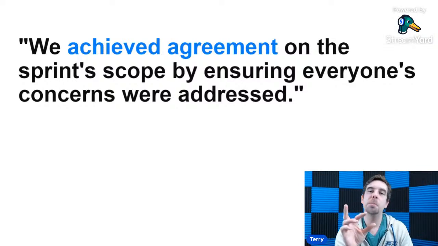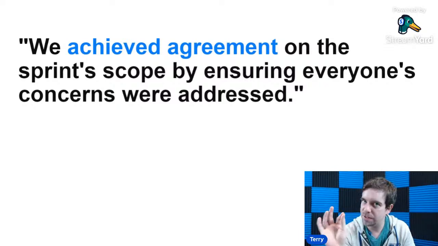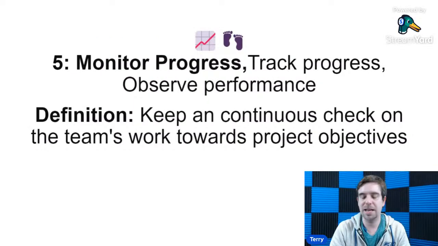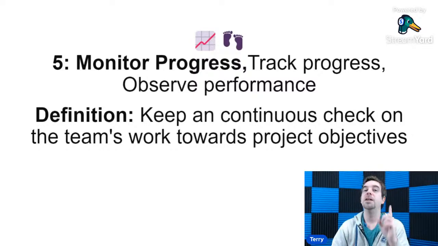So again, listen to the past pronunciation of achieved. We achieved. So achieved does not exist. It's achieved, okay? And this is the last expression for today's class. So expressions for Scrum Masters number 5: monitor progress, track progress, or observe performance. It's the idea that you're keeping a continuous check on the team's work towards present objectives, okay?